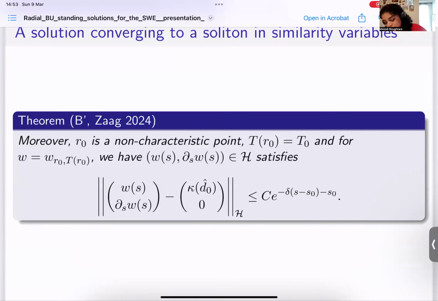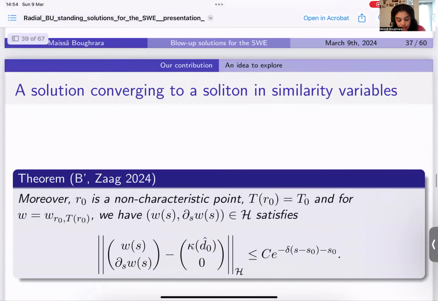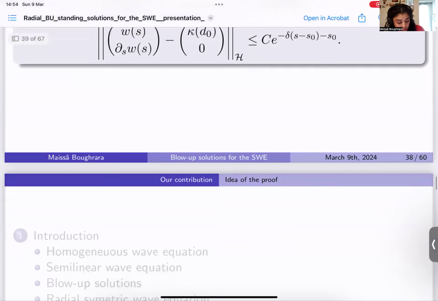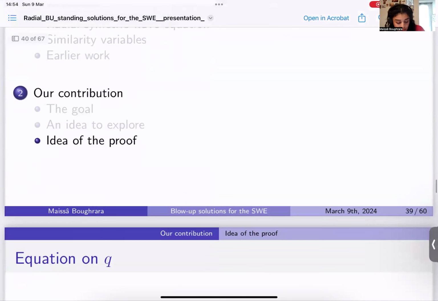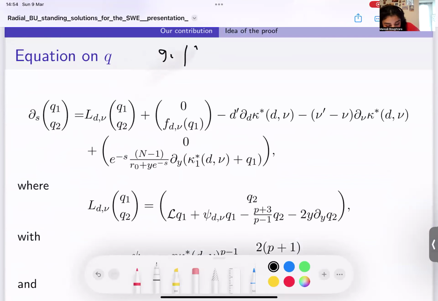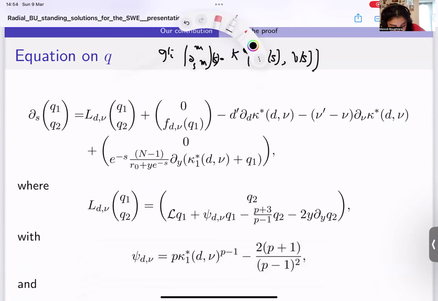Okay, so maybe that's a little bit confusing, because we have a lot of information in this theorem, but afterwards in the proof, things will be much clearer. Okay, so the proof, how do we prove this? So of course, I recall that Q is the solution in similarity variables minus kappa star of d(s) nu(s). Okay, maybe I should add some s's here.